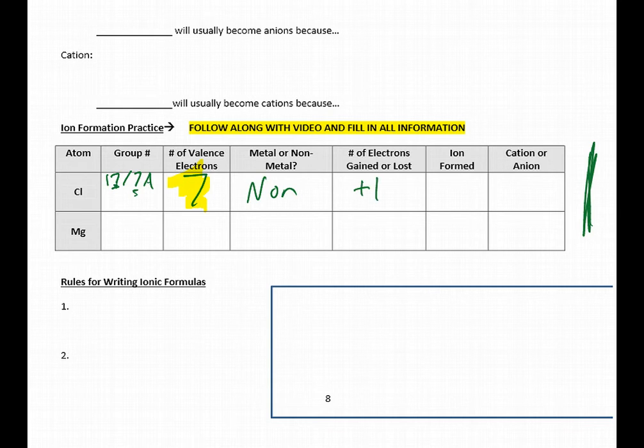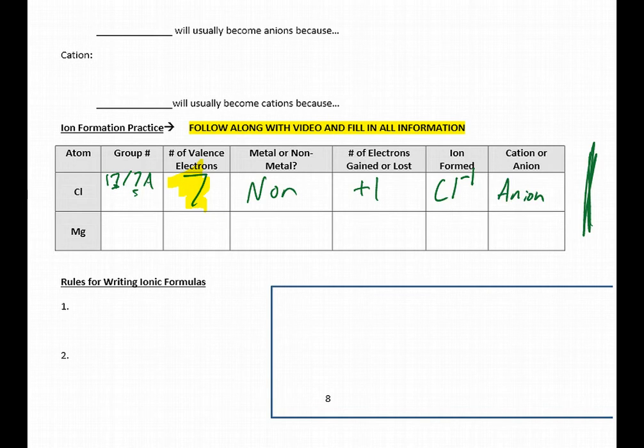Now remember, that electron's negative. So that means this atom is going to have a negative charge. Okay? So chlorine minus 1. You notice the charge is the opposite of the number of electrons gained or lost. And as we know, cations are positive. This is not a positive ion, so it is an anion.